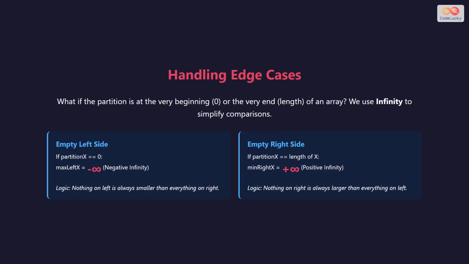We must also handle edge cases where the partition falls at the very beginning or end of an array. If there are no elements on the left side, we treat the maximum left value as negative infinity. If there are no elements on the right side, we treat the minimum right value as positive infinity. This simplifies our comparison logic.